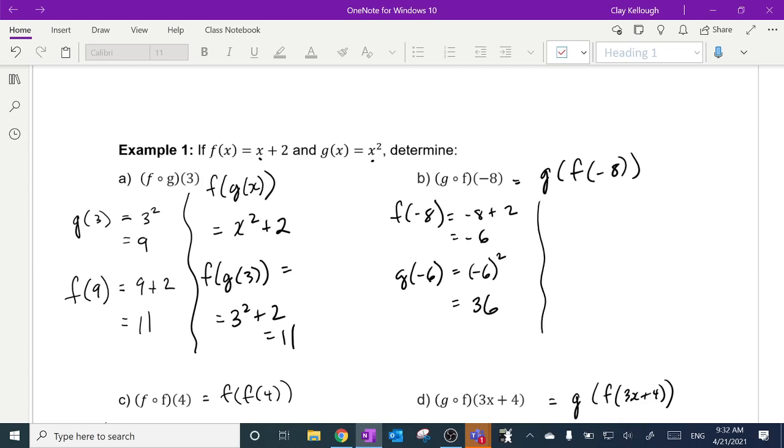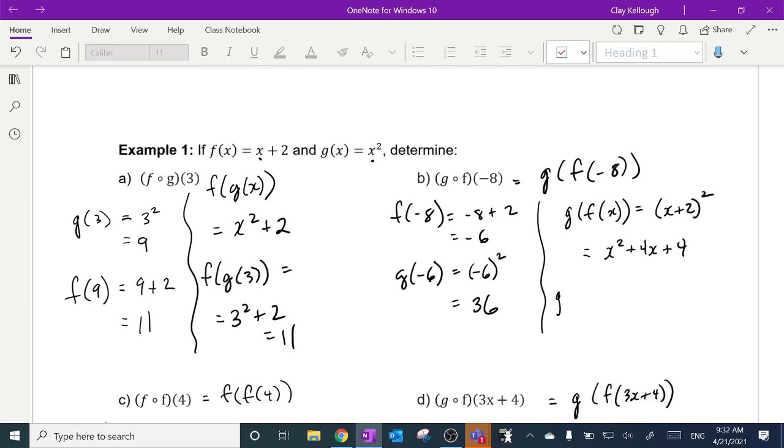Let's try the next one that way. What does g of f of x actually look like? Replace the x in g of x with f of x. So instead of x squared, it's (x plus 2) squared. And we can expand that. That's x squared plus 4x plus 4.